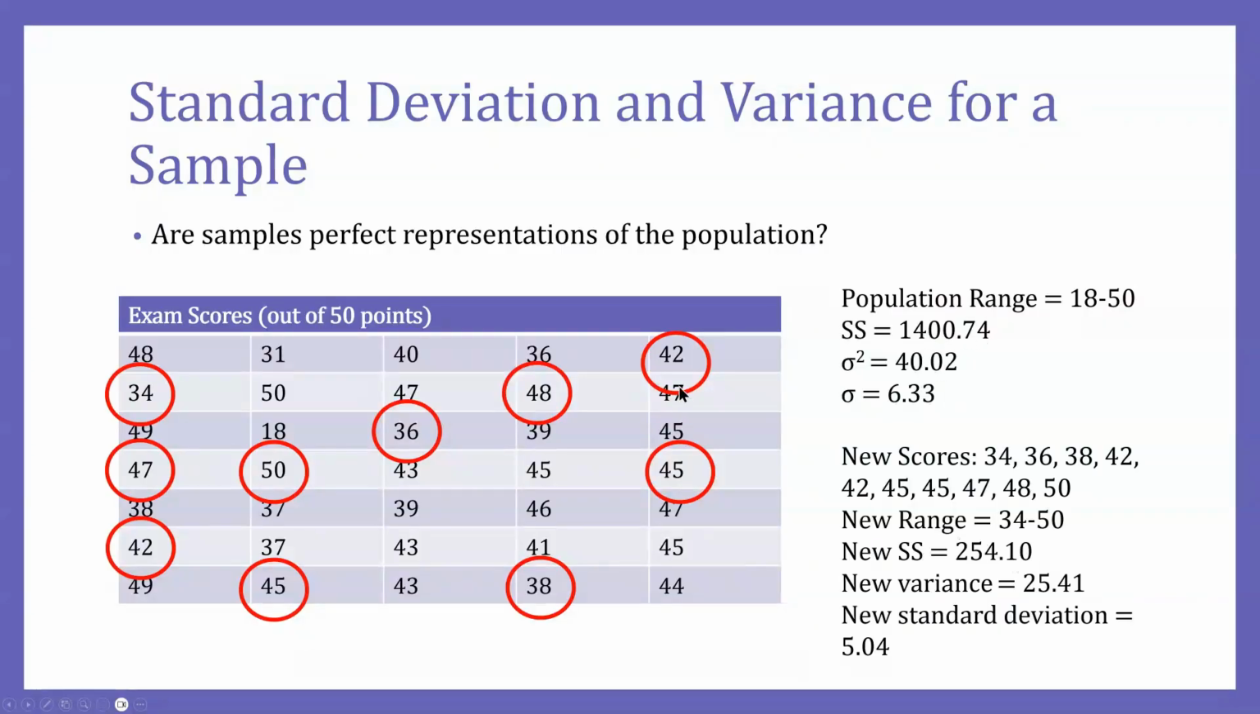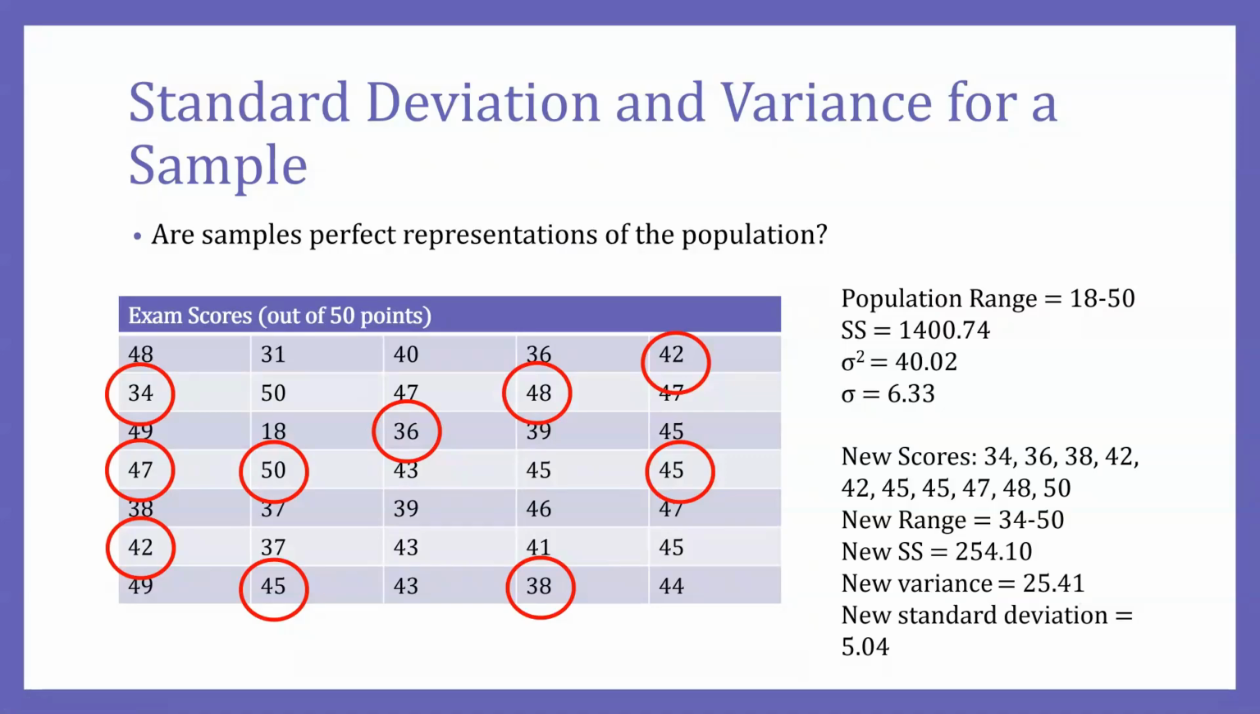Part of the reason for that is we have a lot fewer scores. And again, that sum of squares is calculated by summing everything up. So that's kind of why that difference is there. But even with that in mind, if I were to divide this by 10, I would get 25.41. Take the square root, and my new standard deviation is 5.4.